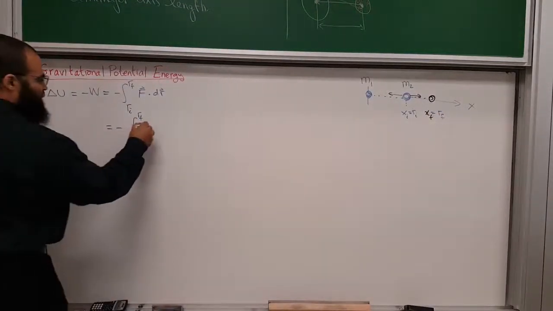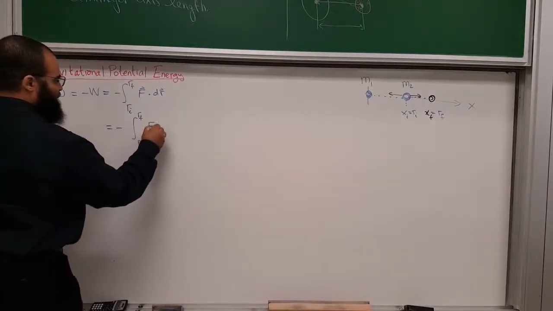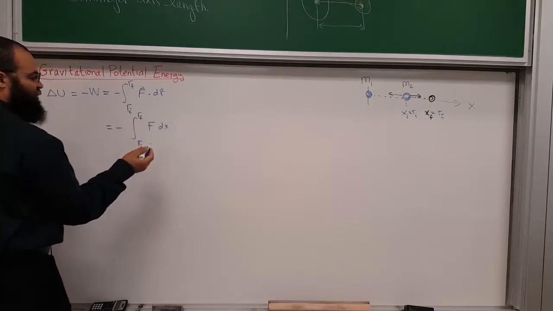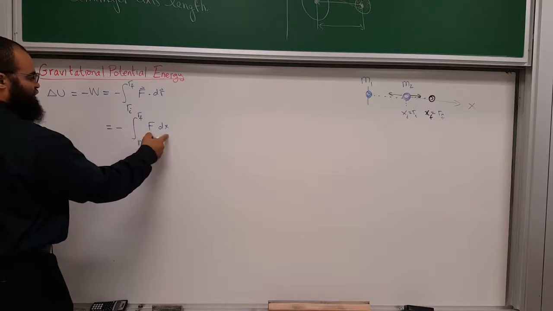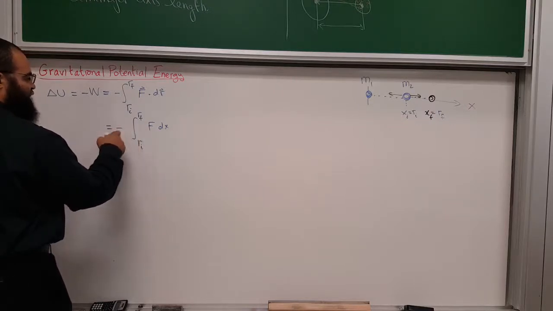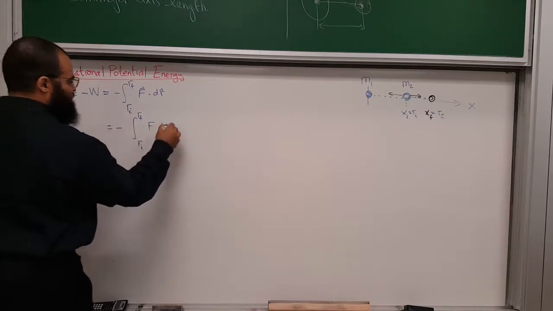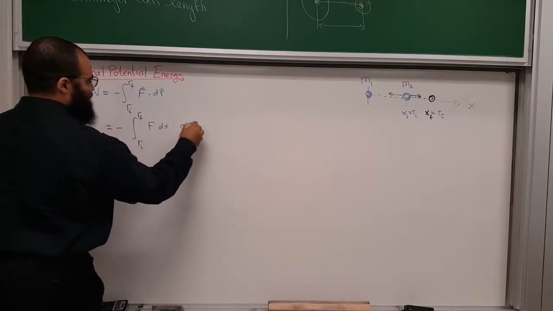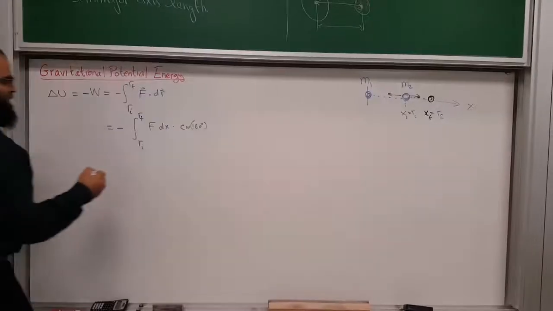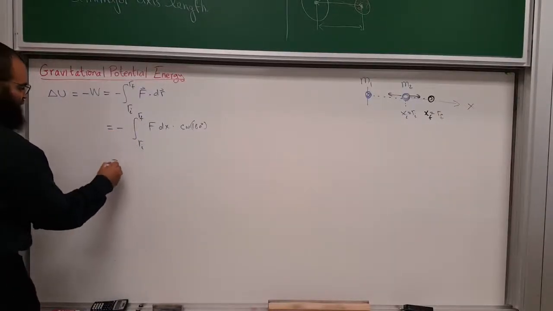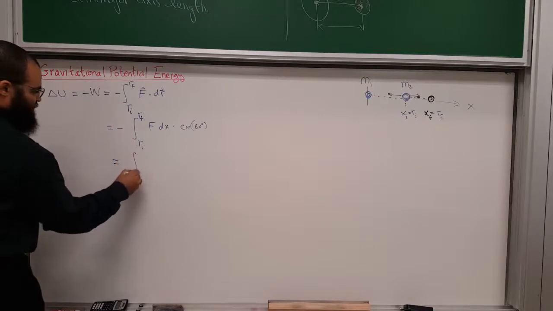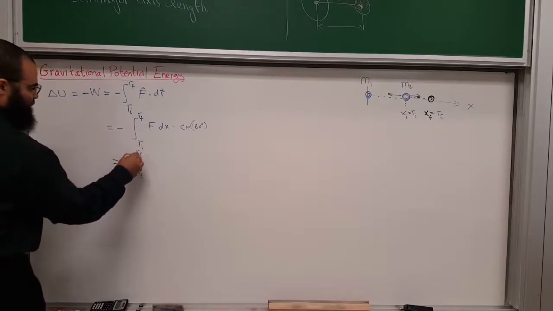It will be the magnitude of the force F times dx times the cosine of the angle between them, which is 180. So cosine of 180 is negative 1, and cosine of 180 times this negative sign becomes just positive. So the minus sign goes away, and I have the integral from r initial to r final.